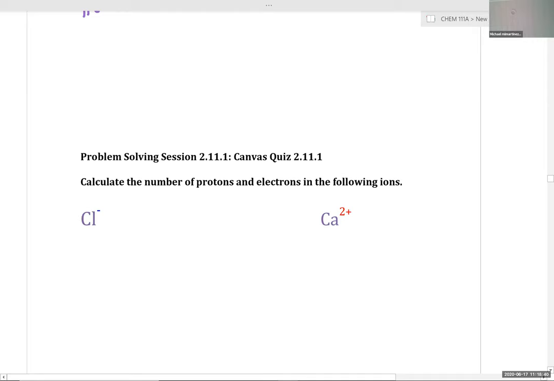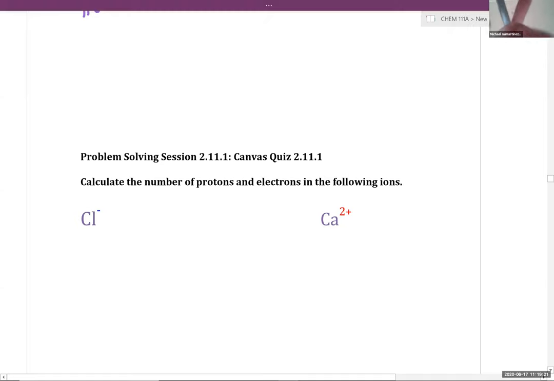I'm already seeing a few reasonable responses in the chat. Let's try to get a few more responses in the chat and on Canvas, and we'll discuss in about a minute and a half. Seeing a lot of reasonable responses in the chat and via Canvas. So let's discuss this example now.